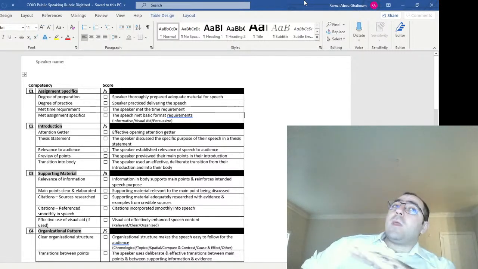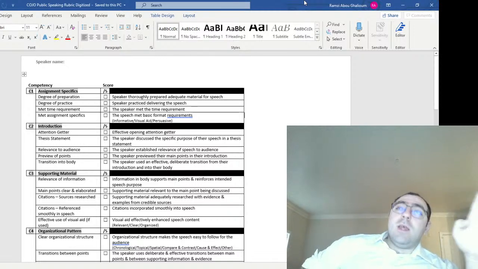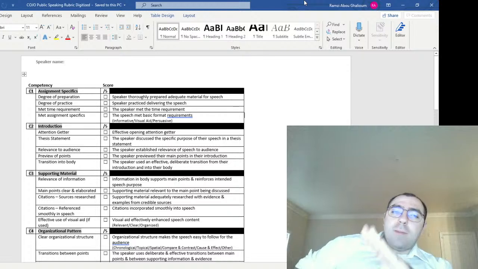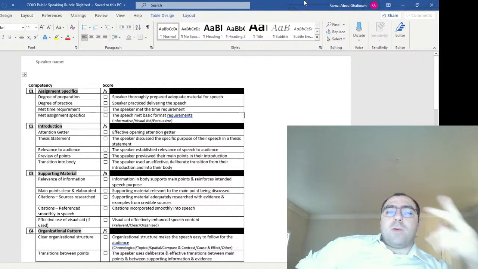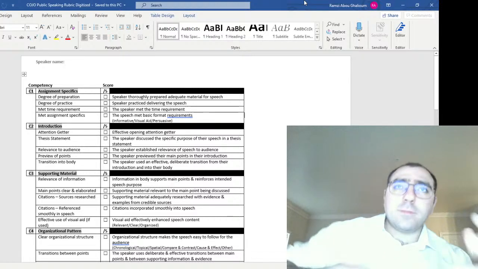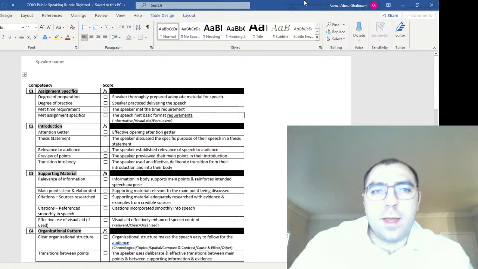However, if you give me a 3-minute, 59-second speech, if you give me a speech that is 6 minutes and 1 second, you will not have met the time requirement, and you will lose points for prep as well as practice, because as you'll find with a lot of this rubric, things tie into each other. Okay? All right.